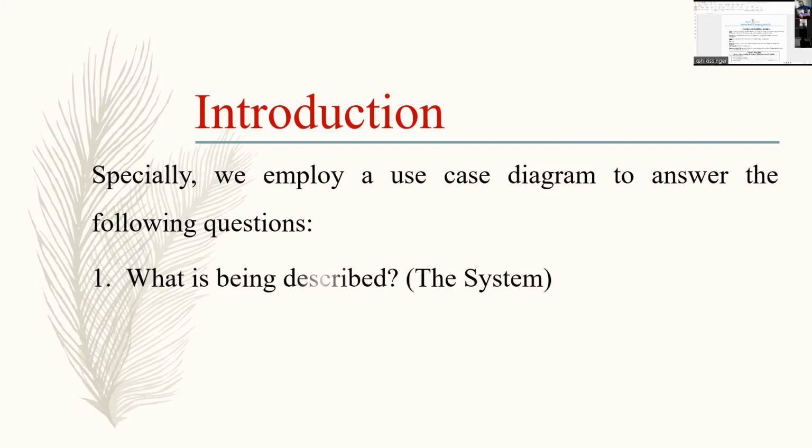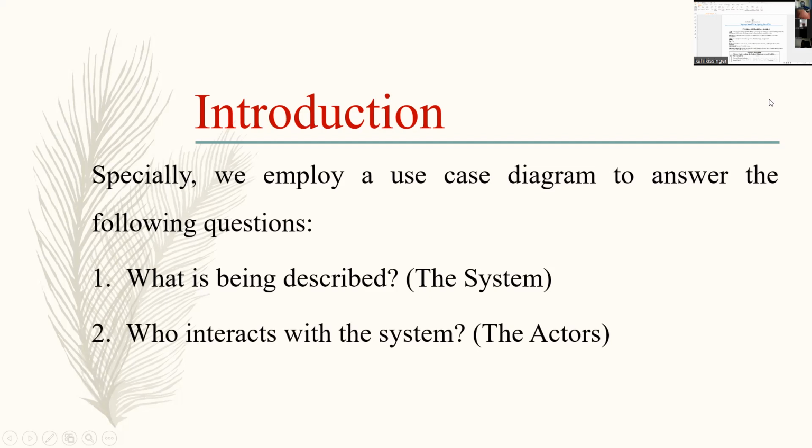The very first question is, what are we describing? What is being described? And this is answered by the system. What are we actually describing? It's answered by the system. The next question is, who interacts with our systems? The actors. What are the peripherals that interact with our system? That is when we speak about the actors.